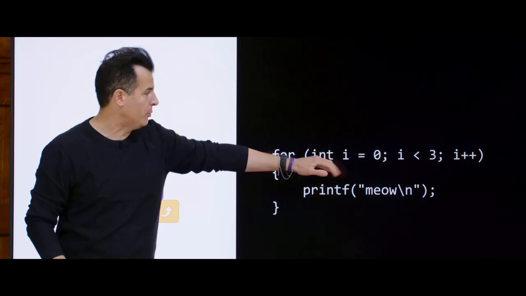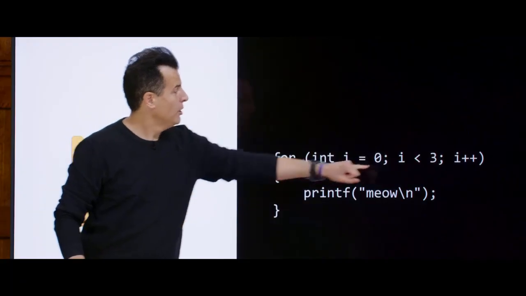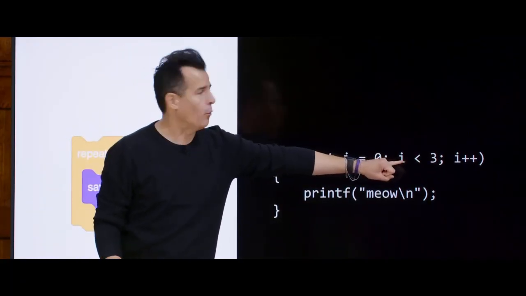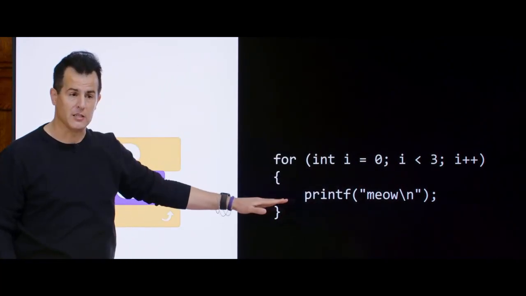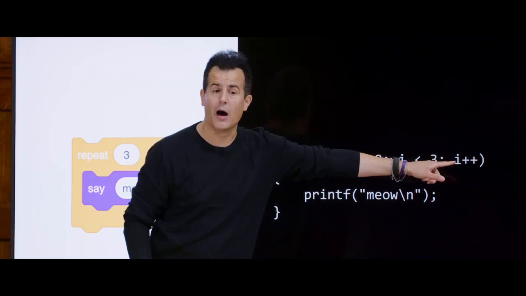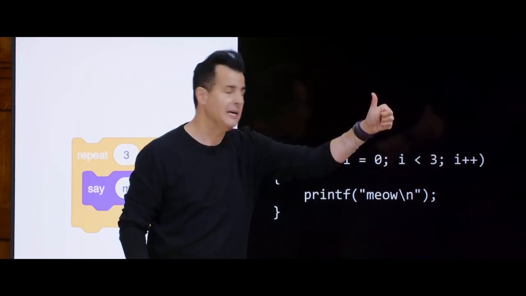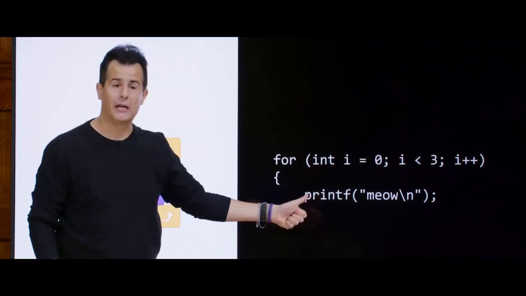You initialize the variable, everything to the left of this first semicolon. You then check the condition, and the computer does all this for you. Is i less than 3? If so, you execute what's inside of the curly braces. And then automatically, the thing to the right of the second semicolon happens. So i gets incremented from 0 to 1 in this case. The condition is checked. Is 1 less than 3? It is. So we print meow again.